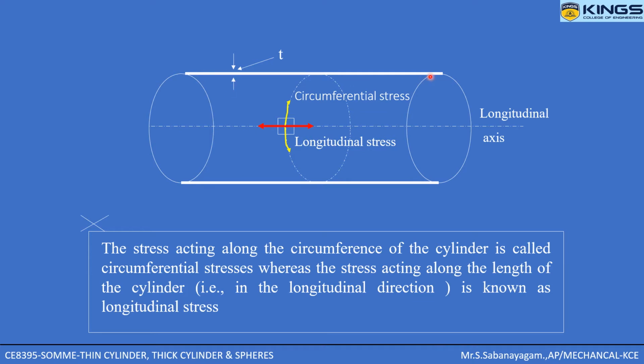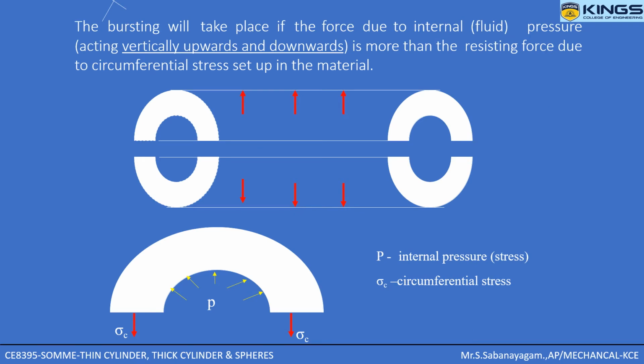And the thickness will be this line, right? If the thickness is less than or equal to d by 20, then it is a thin cylinder. If it is more than d by 20, then it is named a thick cylinder, right? So what is meant by bursting force and resisting force? These are the parameters that will be helpful in evaluating the stresses induced in the hollow cylinder.